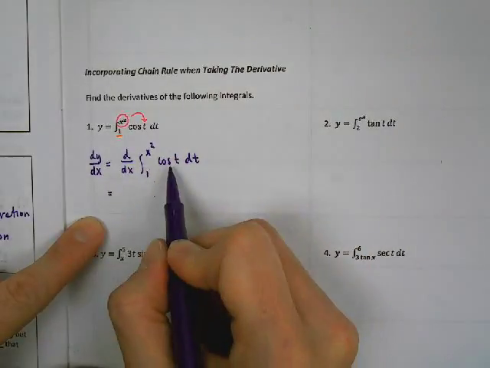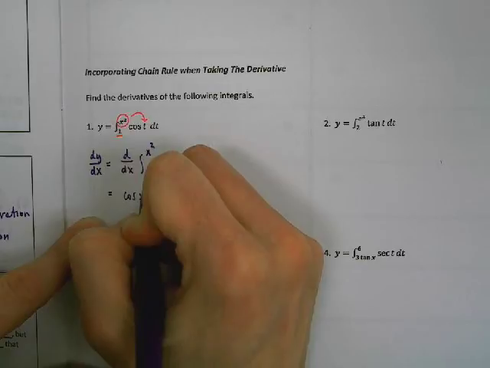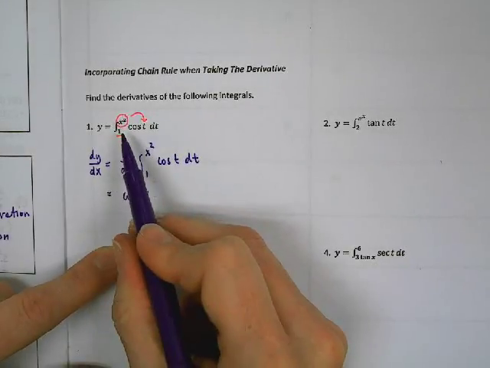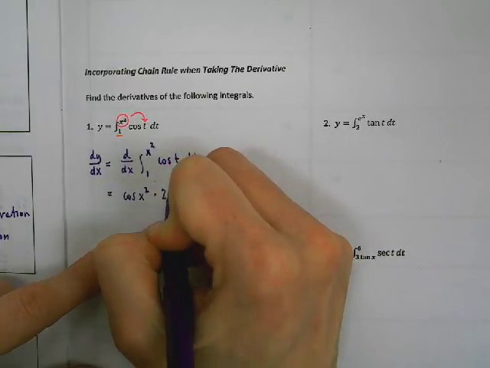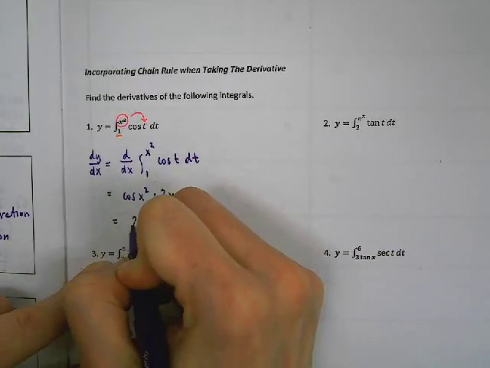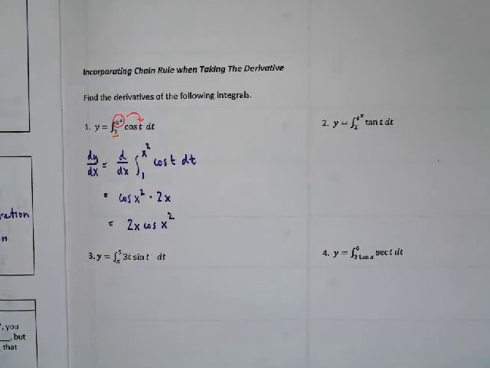So now, by fundamental theorem, I replace my variable with my upper limit, so cosine of x squared. And now, since this is a function of x, I have to multiply by the derivative, or times 2x. So our derivative is 2x times the cosine of x squared.